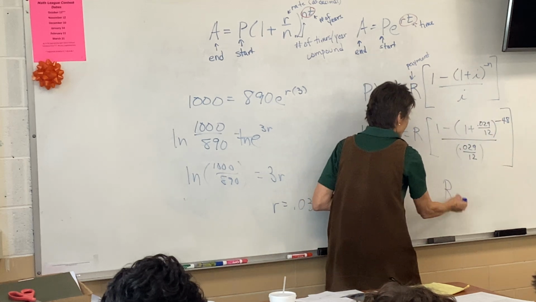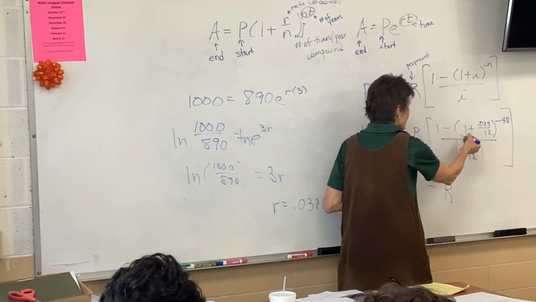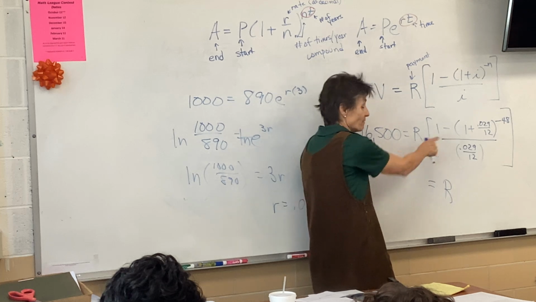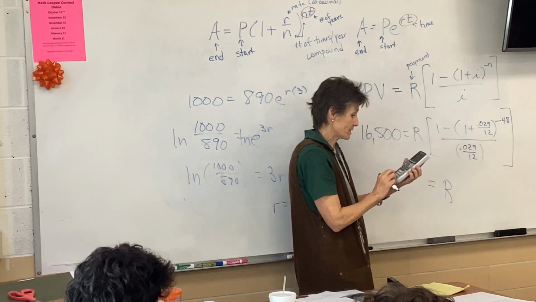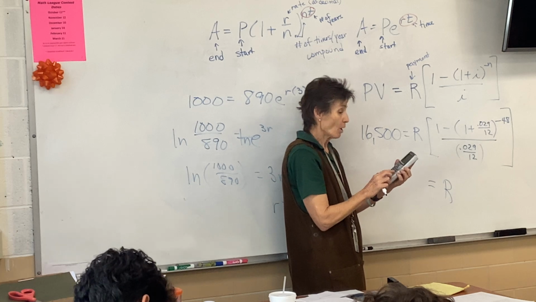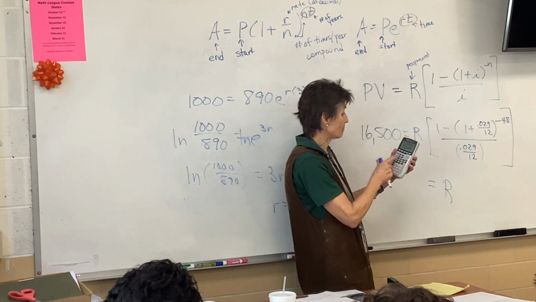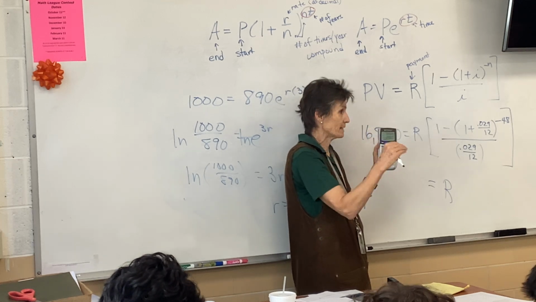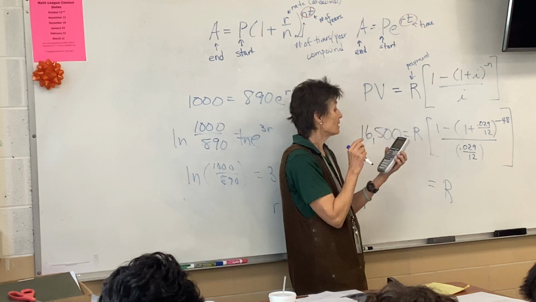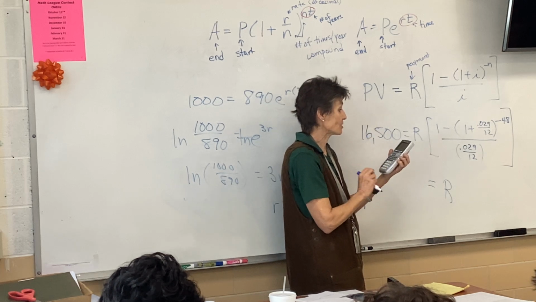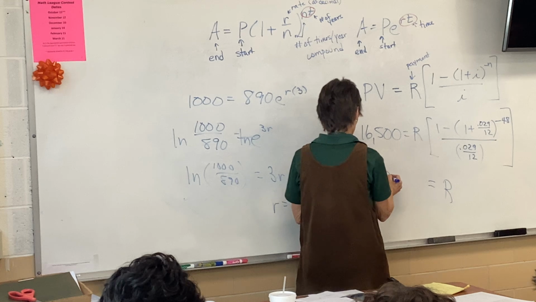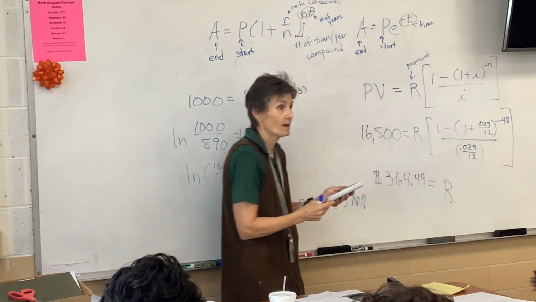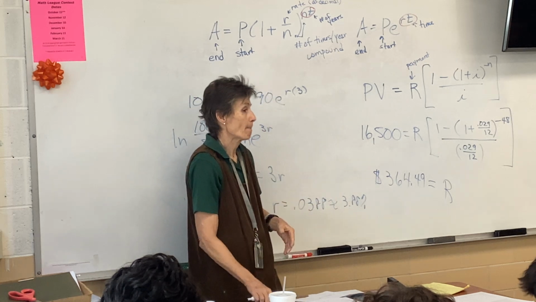You are solving for R. So what are you gonna have to do to get R by itself? Take 16.5 and divide it by that number. On my calculator, I have to do 16.5 divided by second answer. You guys with newer ones can just highlight it and bring it down. And how much is the payment amount? $364.49. That's exactly right.